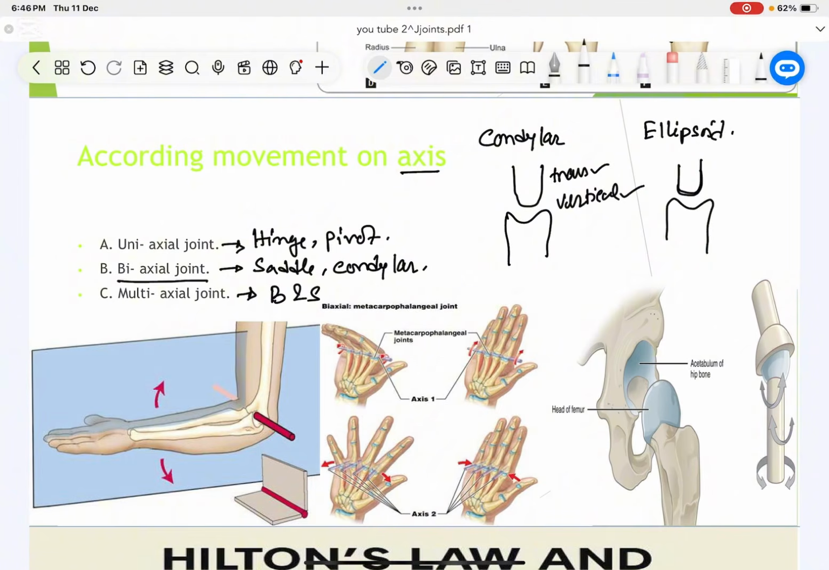When we see ellipsoid, which is also a biaxial, but here their axis is a little different compared with the condylar. In ellipsoid there will be movement on transverse axis and there will be movement on anterior posterior axis. So axis differentiation is there. Biaxial joint they both are. They both have one convex surface, one concave surface, but the axes are different. Hope you understand this point.